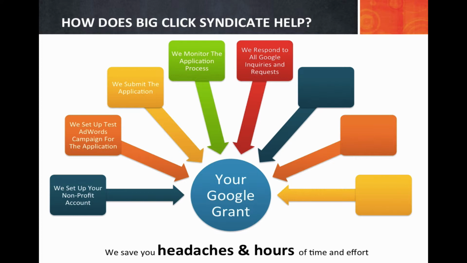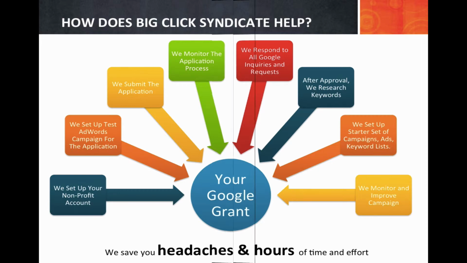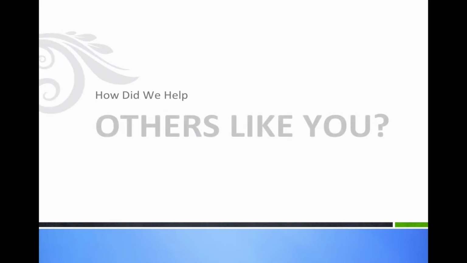If there's any questions, we will respond to all Google inquiries and requests. And then after approval, we will start the process to research keyword lists and the specific niches that you are going to target. We'll set up starter ad campaigns, keyword lists, and manage all of the campaign work for you. And then on an ongoing basis, there's an optional engagement piece where we can monitor and improve your campaign month by month. At the end of the day, we are here to help save you headaches and hours of time and effort while you benefit from tens of thousands of dollars of ad budget for your organization.